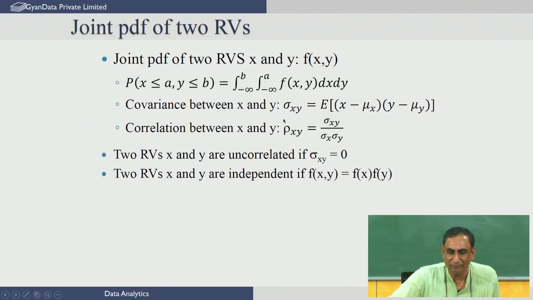On the other hand, if x and y are independent, then the joint density function f of x comma y can be written as the product of the individual or marginal density functions of x and y, that is f of x into f of y. This is the extension of the notion of independent variables in terms of probability we defined in the previous lecture, where we said the joint probability of x and y is basically probability of x into probability of y, but this is a generalization which defines the notion of independence of 2 random variables.